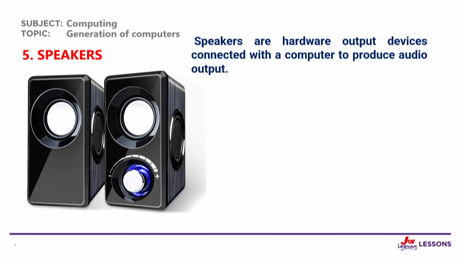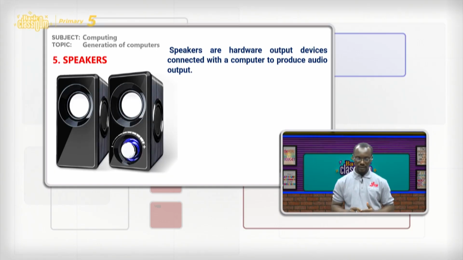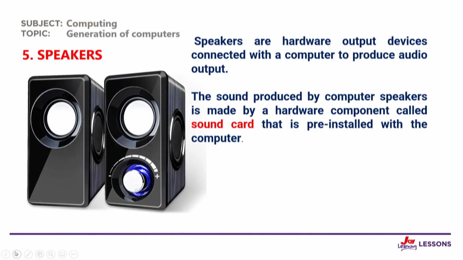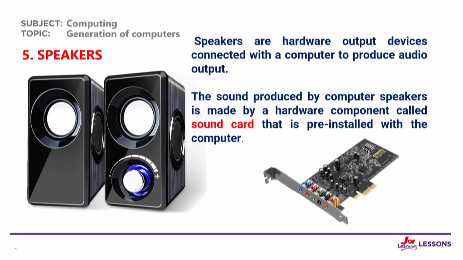So anytime you are watching a movie or you are playing music and you want to hear the sound, you have to connect your speakers to your computer. Then the speakers will bring out the audio or the sound for you. So this is a speaker. Then the sound produced by the computer speakers is made by a hardware component called sound card. So you have sound card installed in the computer, and that enables the sound to be produced by the computer. So this is an example of a sound card. So this sound card is fixed in the computer.